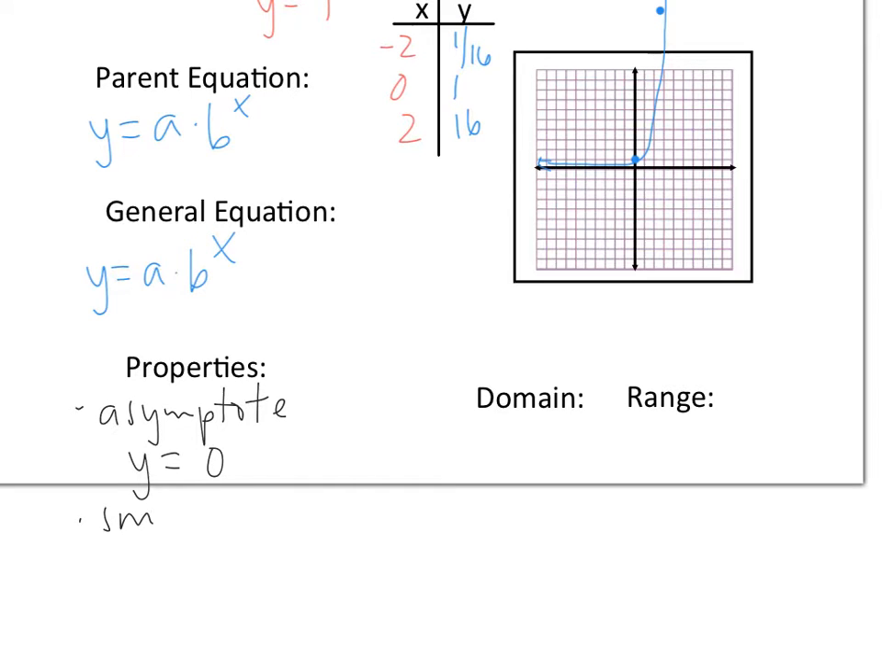And then these graphs always have a smooth curve. Always have one smooth curve to them. The domain for exponentials, in this case, is all reals. So x is between negative infinity and positive infinity. And the range here will vary. y is strictly between 0 and positive infinity, again, because that 0 there is that asymptote. And this was just a brief review on exponential functions.